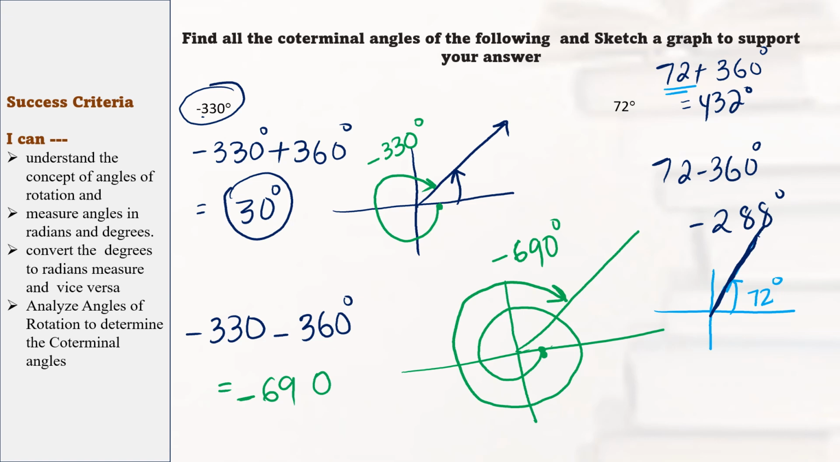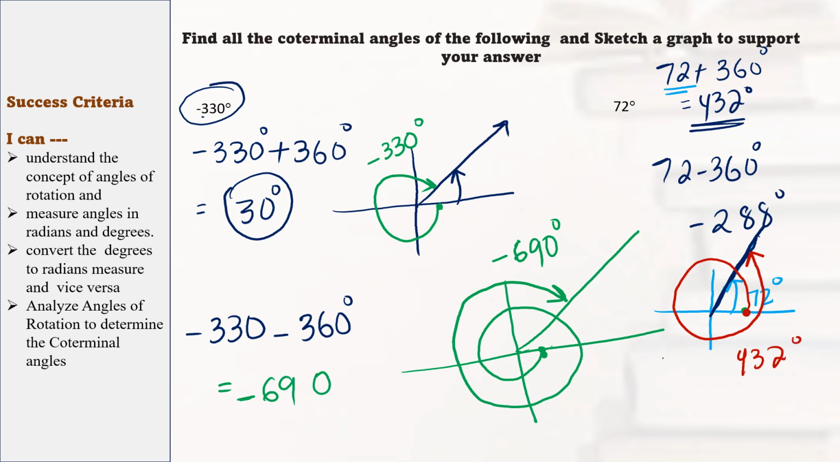This is the main line, but I have to show 432 degrees. How will I show the 432 degrees? Let's see with the red color. Okay, so I am starting from here. I will make one rotation. I will come back to the same position again. So this is 432 degrees.